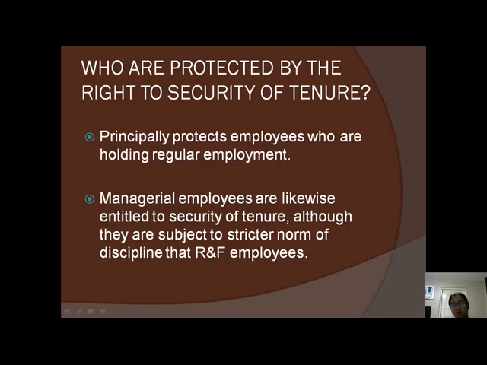So managerial employees are likewise entitled to security of tenure, although they are subject to a stricter norm of discipline than the rank and file employees. Okay, that is why it's very vital, no? If you're already a regular employee, then there are certain requirements that you need to follow as an HR in order to make the dismissal valid, which we're going to discuss on a later part.